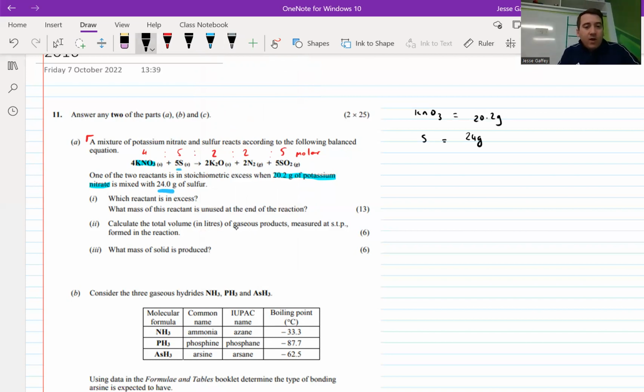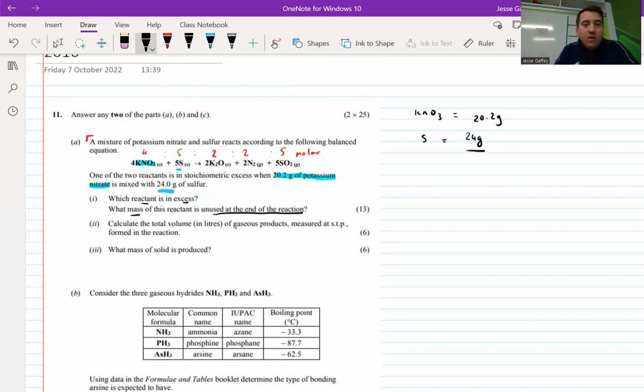The first question is asking us which reactant is in excess. Of course we can't tell just by looking at the grams. Yes, there's more grams of sulfur than there is of KNO3, but that's not how we figure that out. We have to figure it out using moles and using the reactant ratio. So I'm going to ask you to pause the video and work out now which reactant is in excess and what mass of this reactant is unused at the end of the reaction. Some of you will be able to have a go at that now, so pause the video and have a go.